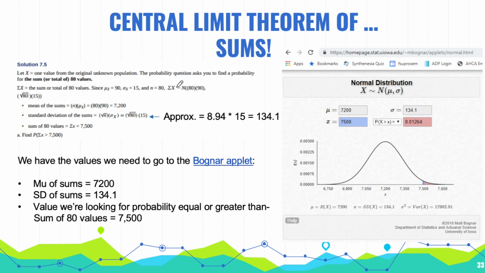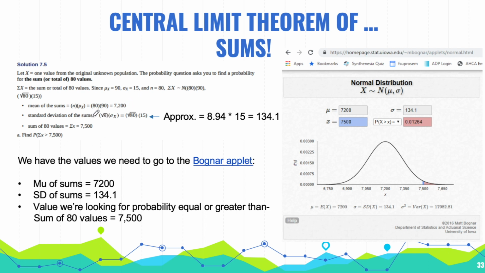The sum of x approximates a normal distribution, and we calculate the mean by multiplying 80 by 90, and we calculate the standard deviation by taking the square root of our sample size 80 and multiplying it by 15, the standard deviation of the original distribution. Let's break that out. What's the mean of the sums? Again, we're taking our sample size, 80, and our original mean, which was 90. We're multiplying those two together, so we're expecting an average or a mean of 7,200.